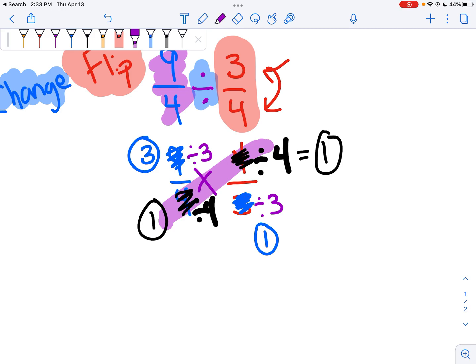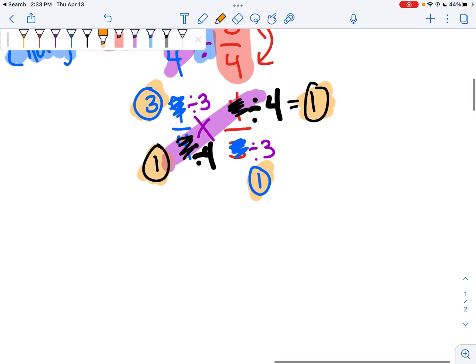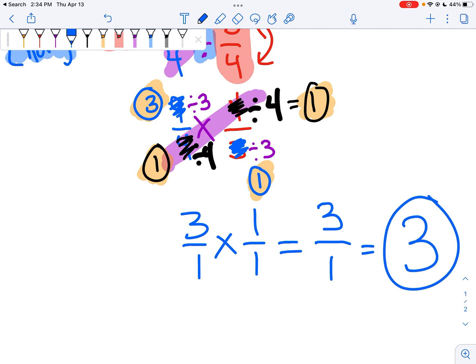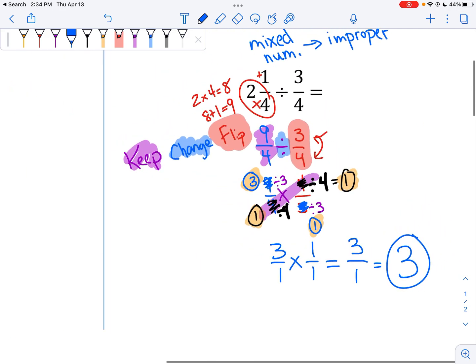All right, now I'm going to highlight the numbers that are still left. There's 3 and 1. There's 1 and 1. And I could rewrite it 3 wholes times 1 whole. Multiply across. 3 times 1 is 3. 1 times 1 is 1, which means our final answer is just 3. Whew, all that work to get an answer of 3.